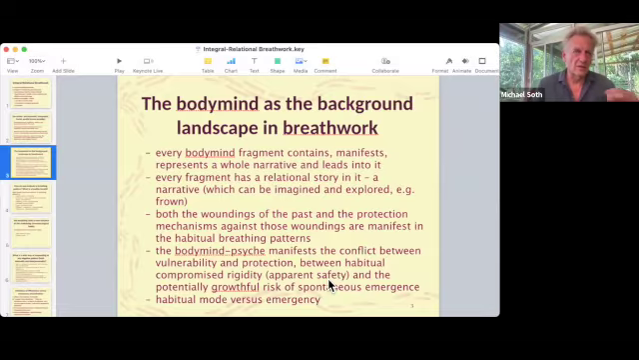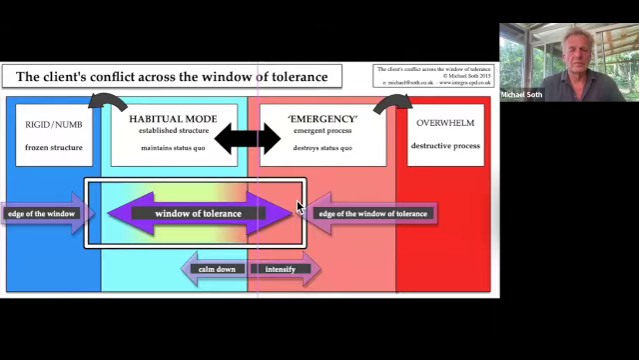But that is always already in conflict with another impulse, which we can call the emergency, or the risk of spontaneity. So those of you who've been working with me in psychotherapy know that I call this habitual mode versus emergency. So I'll just show you the picture for those of you who don't know it. Here's the picture. Hang on, share. Some of you are familiar with this.